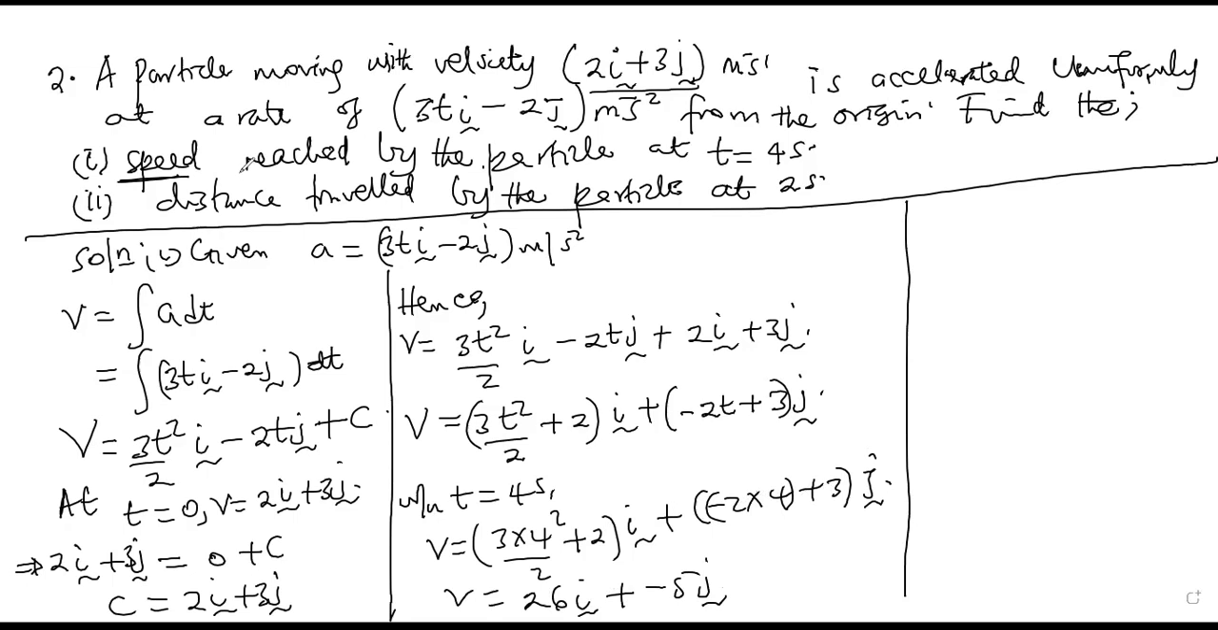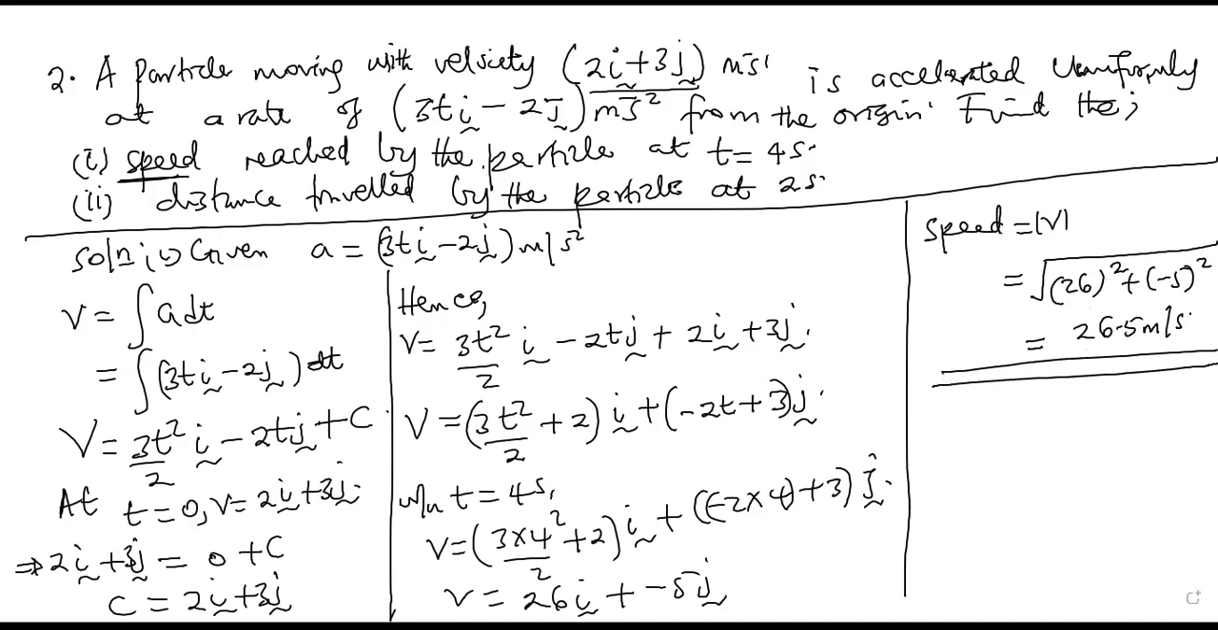But remember, they need speed. Speed has only a magnitude, but has got no direction. So we shall get our speed as the magnitude of v, which is equal to the square root. When you're looking for the magnitude of a vector, we square the entries of i, j, and k if given. So 26 squared plus negative 5 squared, which is 25. It will give us the final answer as 26.5 meters per second. Is that part clear?